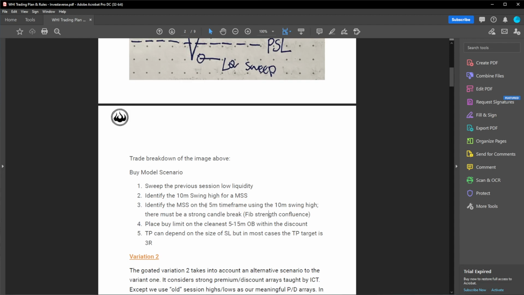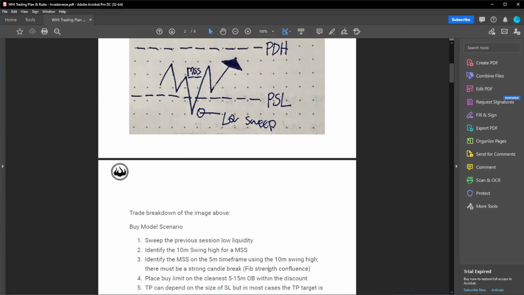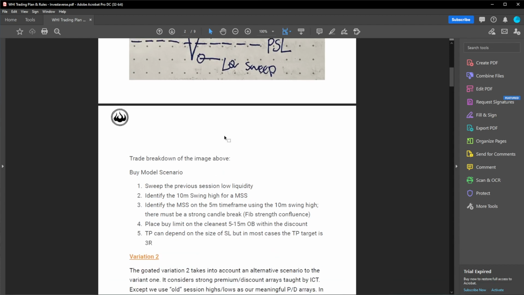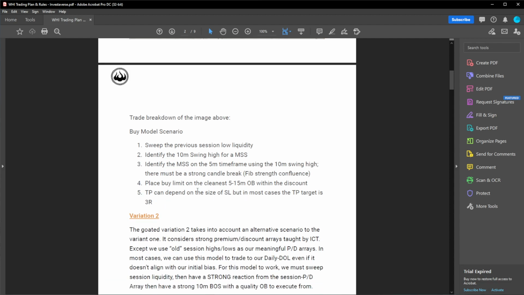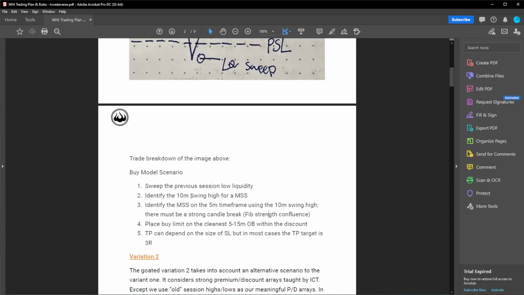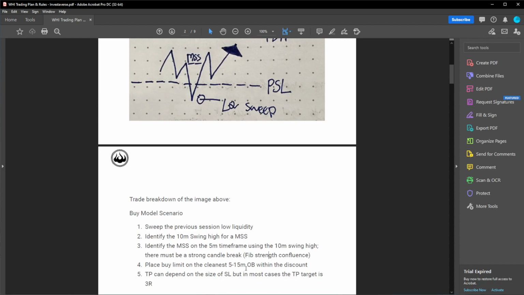But anyways, I'm on the 5-minute time frame now. This is all happening on the 5-minute. A 5-minute candle breaks this 10-minute market structure shift. It follows the fib strength confluence, which is almost guaranteeing that this is not a fake out. So I place my buy limit on the cleanest 5 to 15 minute order block within the discount.